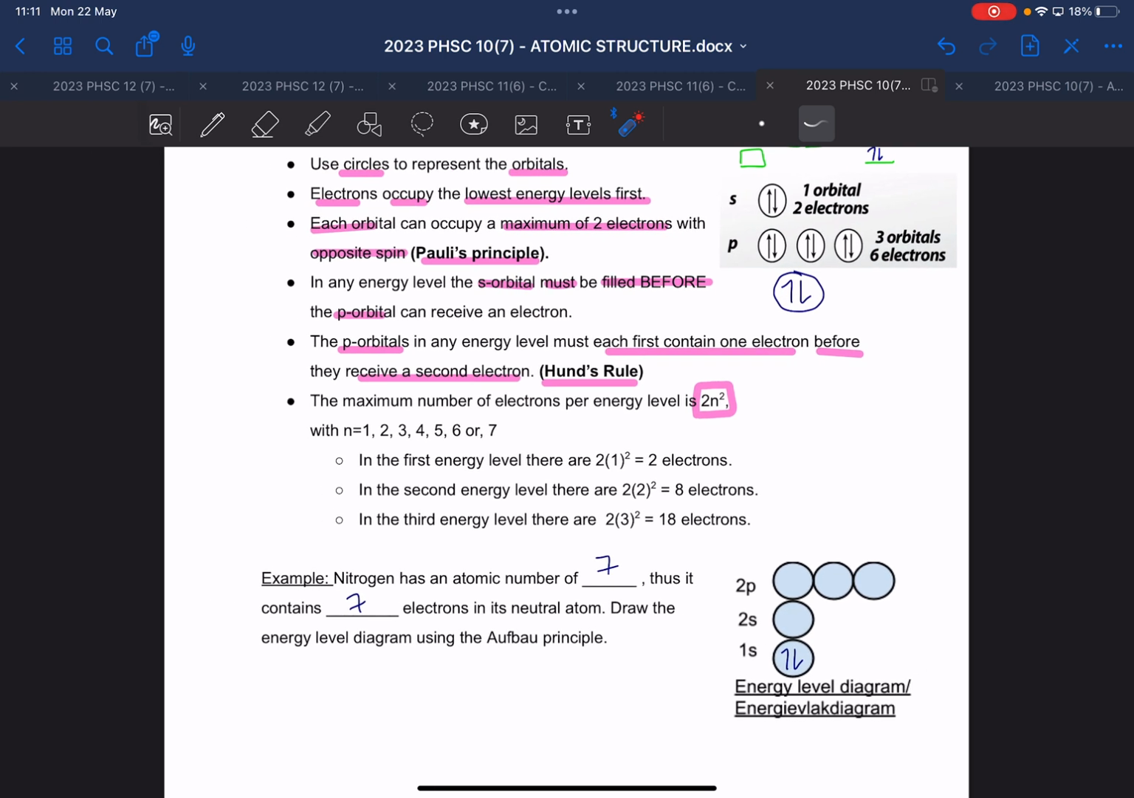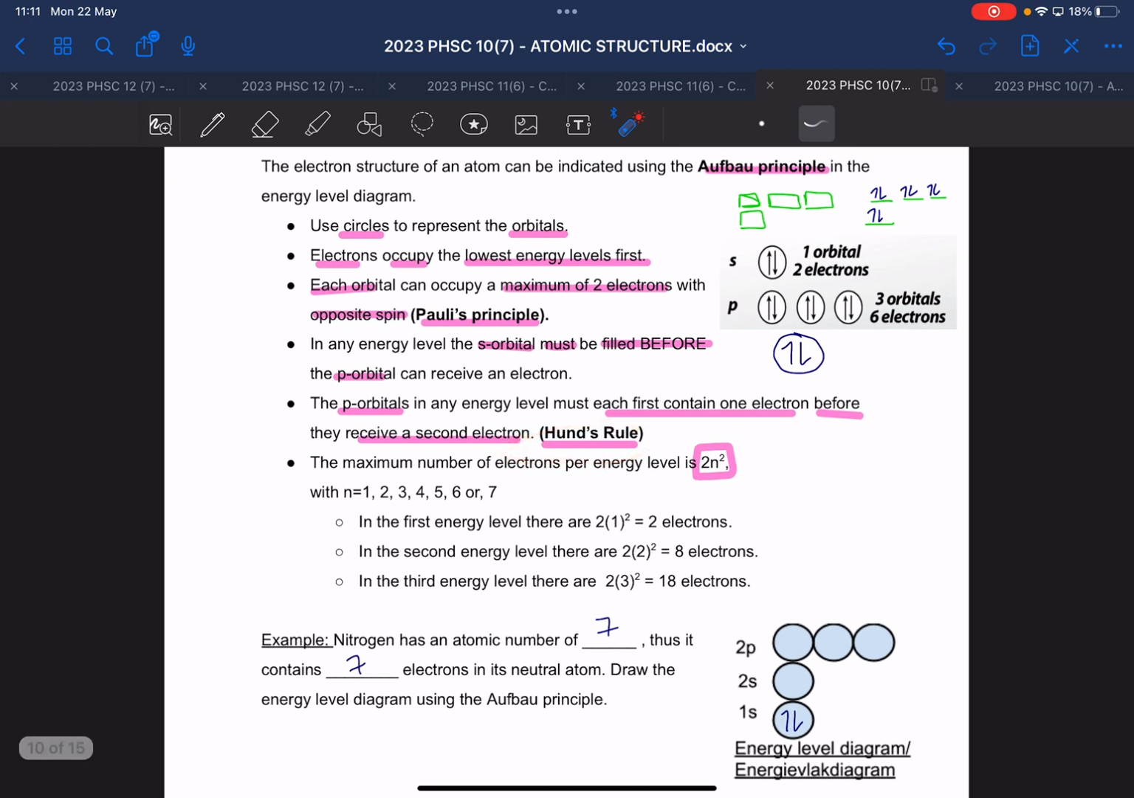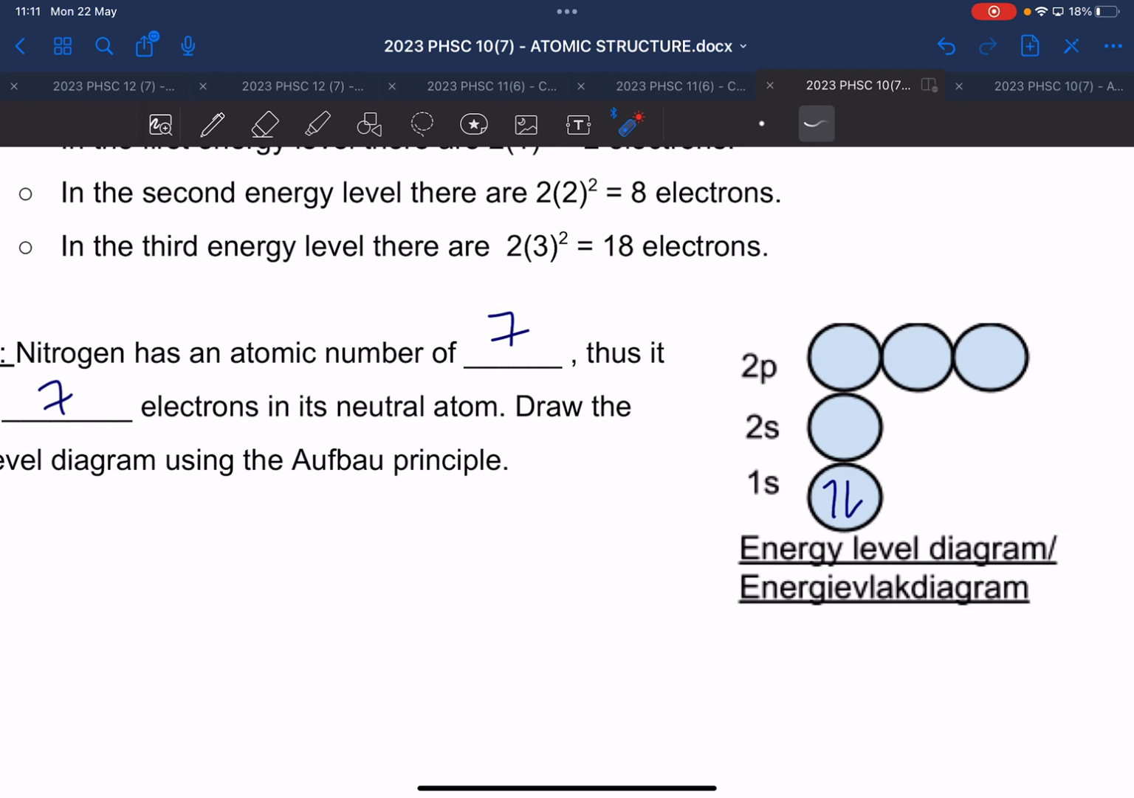According to the rules, we must first fill in the s orbitals before we can fill in the p orbitals. So we go 1, 2, 3, 4. And then according to Hund's rule, when we get to the p orbitals, each one must first have 1 before it can have 2. We have 3 electrons left. We go 5, 6, 7. That is the way the electrons are positioned, where you will find them.